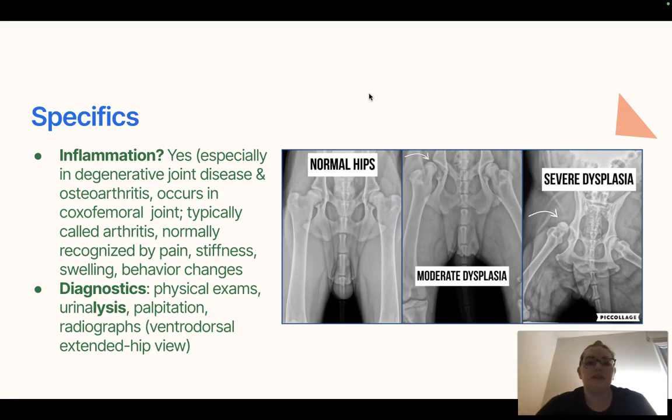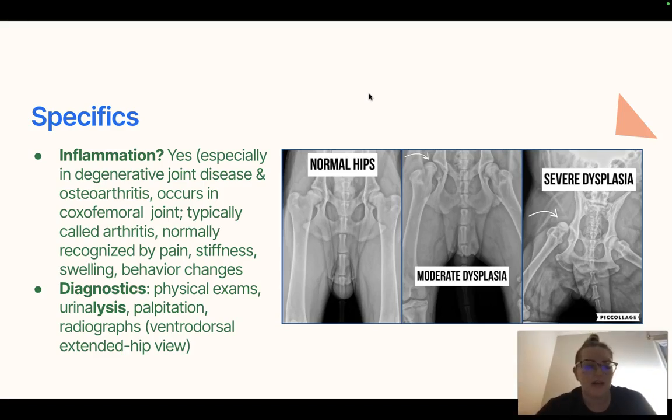And the specifics, is there inflammation? Yes, especially in degenerative joint disease and osteoarthritis. And it occurs in the coxofemoral joint. This is typically called arthritis, but it's normally recognized by pain, stiffness, swelling, and behavior changes.